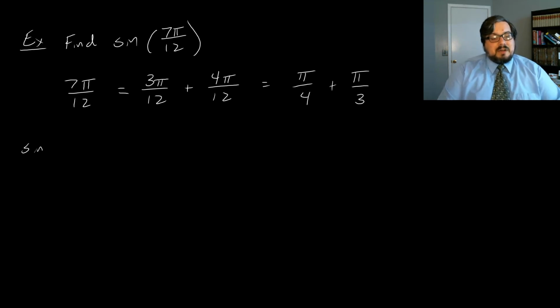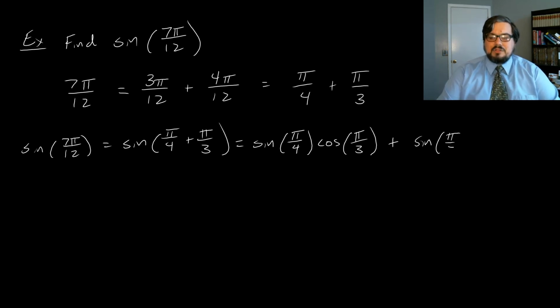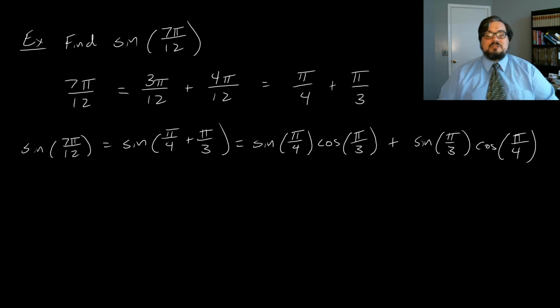And so, if we want to find sine of 7 pi over 12, that's going to be sine of pi over 4 plus pi over 3. Now, we'll use our formula again. If we have sine of a sum, that's going to give us sine of pi over 4 times cosine of pi over 3 plus sine of pi over 3 times cosine of pi over 4. Make sure that you actually switch which angles you're using and you don't duplicate the same term twice.